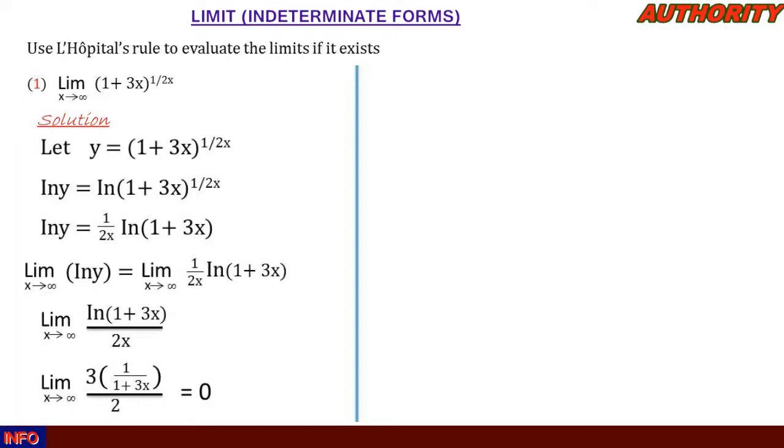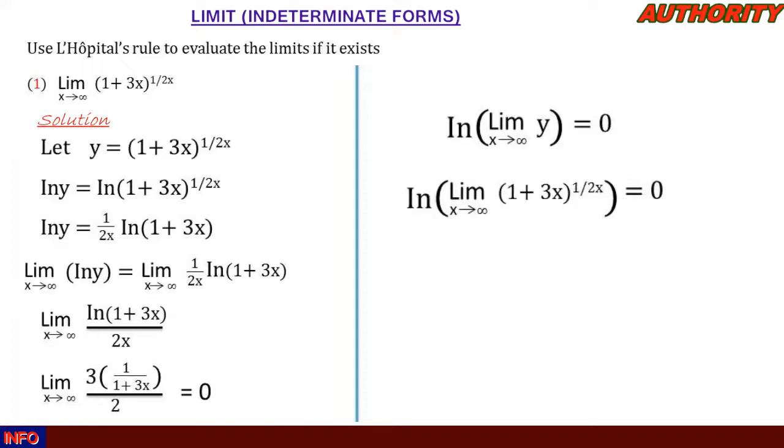So here we discover that we took the natural logarithm, which is ln of the limit as x approaches infinity of y, equal to 0. And then you know that we said let y equal to so. So let's bring it back here. We have ln of the limit as x approaches infinity of y, where our y is (1 plus 3x) raised to power 1 all over 2x, is equal to 0.